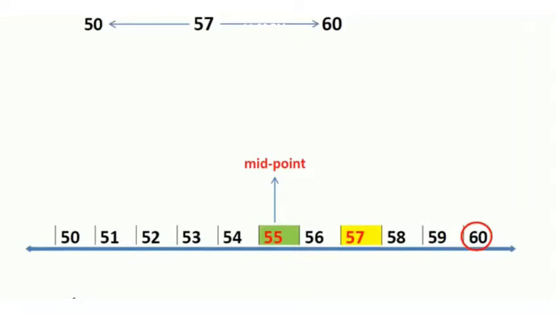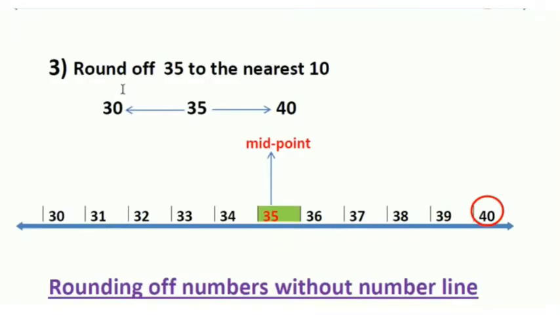Now our number is 57. Is 57 nearer to 50 or 60, children? 60. 57 is nearer to 60. Now we move to the next question.